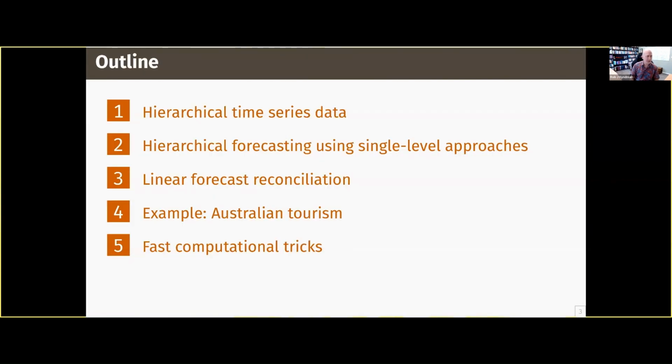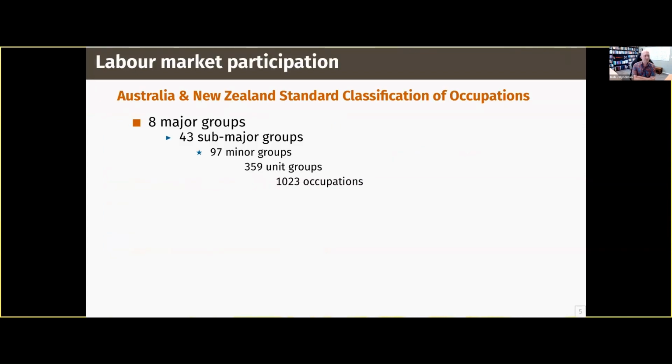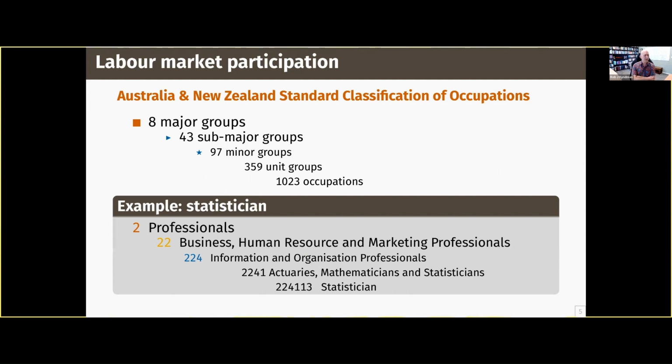So let's talk about hierarchical time series data. I'm going to start with some examples. I first started thinking about this problem nearly 20 years ago. The context was classification of occupations, where different occupations are divided into groups and then into smaller groups, and smaller groups again, and so on. For example, I'm a statistician, and in the statistical profession, we are inside the group of professionals, and then within that, business, human resource and marketing professionals, and then information and organizational professionals, actuaries, mathematicians and statisticians, and then statistician. So you can see there's this hierarchy of organizations.